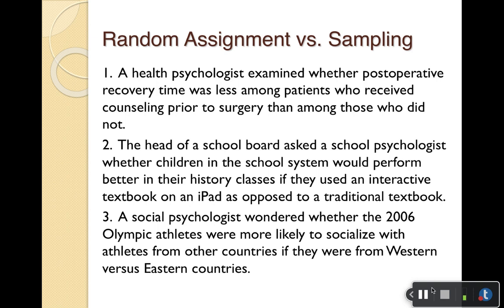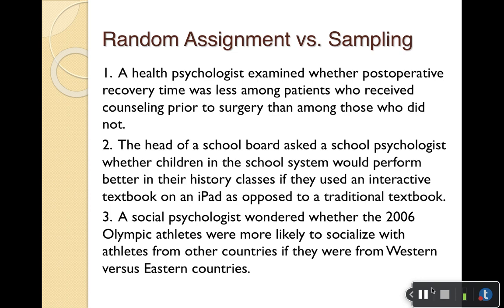So then this last one is wondering whether Olympic athletes were more likely to socialize with athletes from other countries if they're from Western versus Eastern countries. So in this case, our population are Olympic athletes from the 2006 Olympics. And I imagine there's some kind of registration process that goes into the Olympics, so they would have a list of all the athletes who are there. So if you have this list of athletes, I think you could randomly pick athletes from that general population to be in your sample. So in this case, random sampling would work.